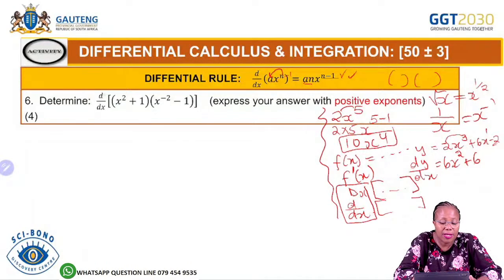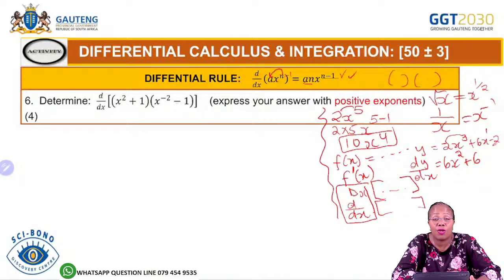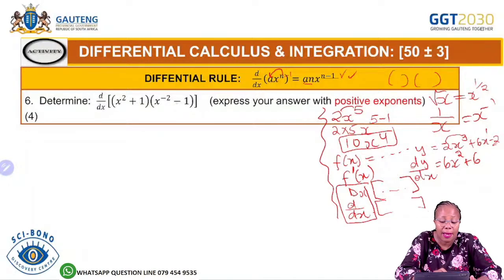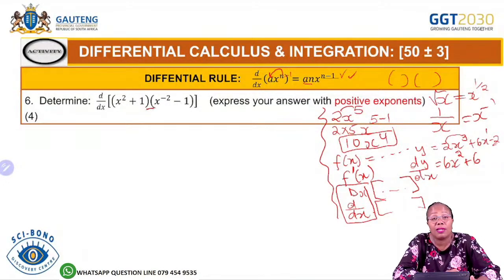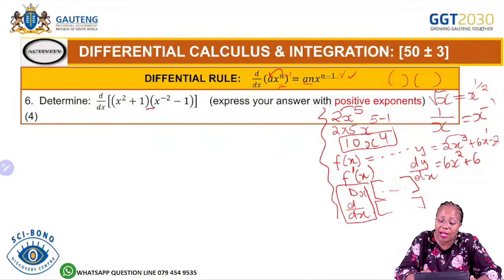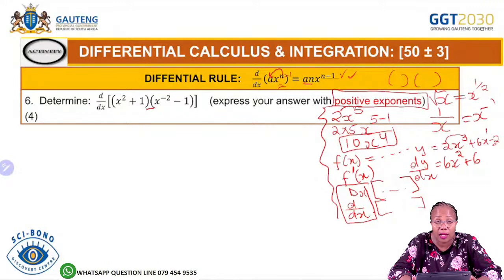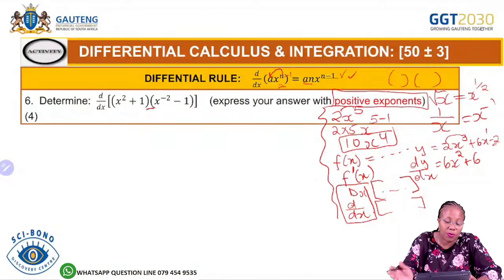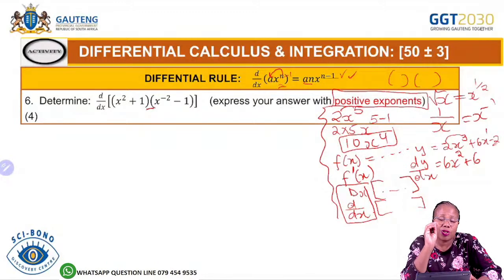Now, let's look at our question. It says determine d/dx of the bracket (x squared plus 1) into the bracket (x to the power minus 2 minus 1). We cannot derive because there are brackets that are multiplying there. We are not allowed to use this rule where there are brackets. And then it says express your answer with positive exponent. That means in the final answer, everything must be in positive exponent. So our starting point will be removing the brackets.